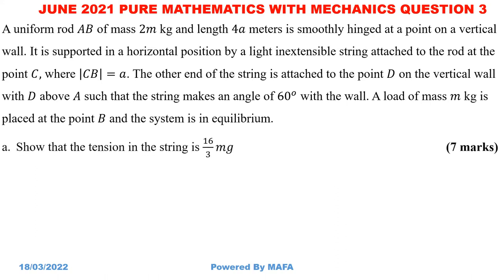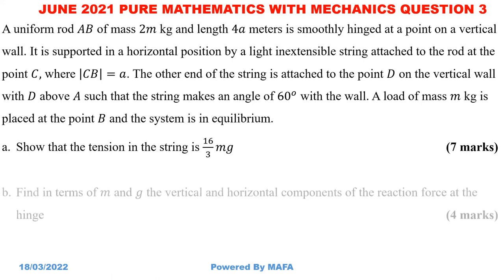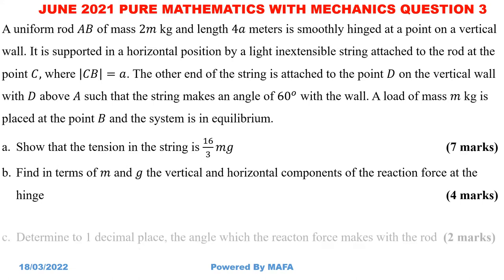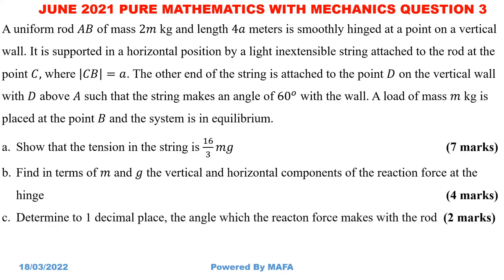A. Show that the tension in the string is 16 on 3 mg, 7 marks. B. Find in terms of m and g the vertical and the horizontal components of the reaction force at the hinge, 4 marks. And finally C. Determine to 1 decimal place the angle which the reaction force makes with the rod, 2 marks. So I would like you to pause the video, try the question on your own, and then we come back to see the solution to the various subparts of the question.